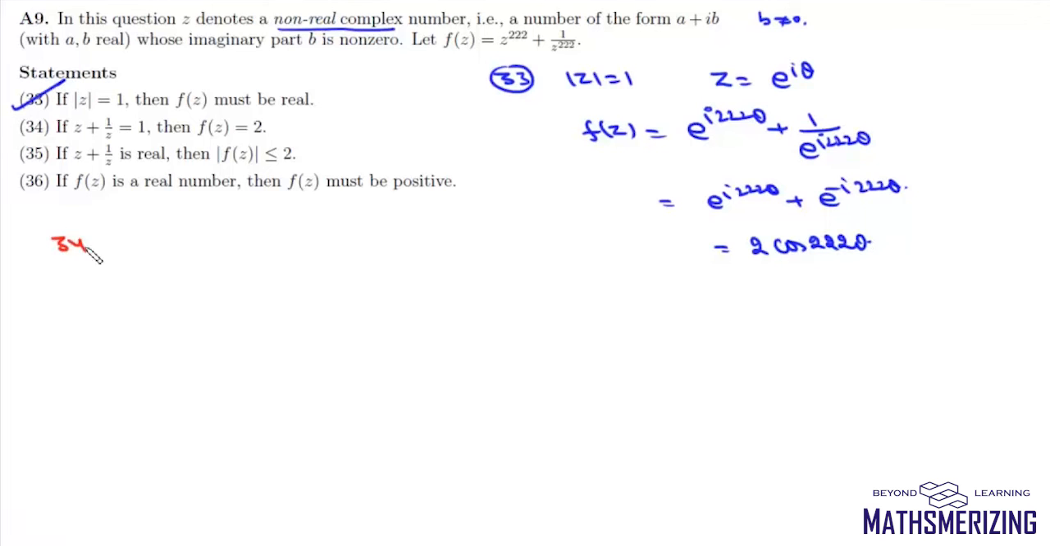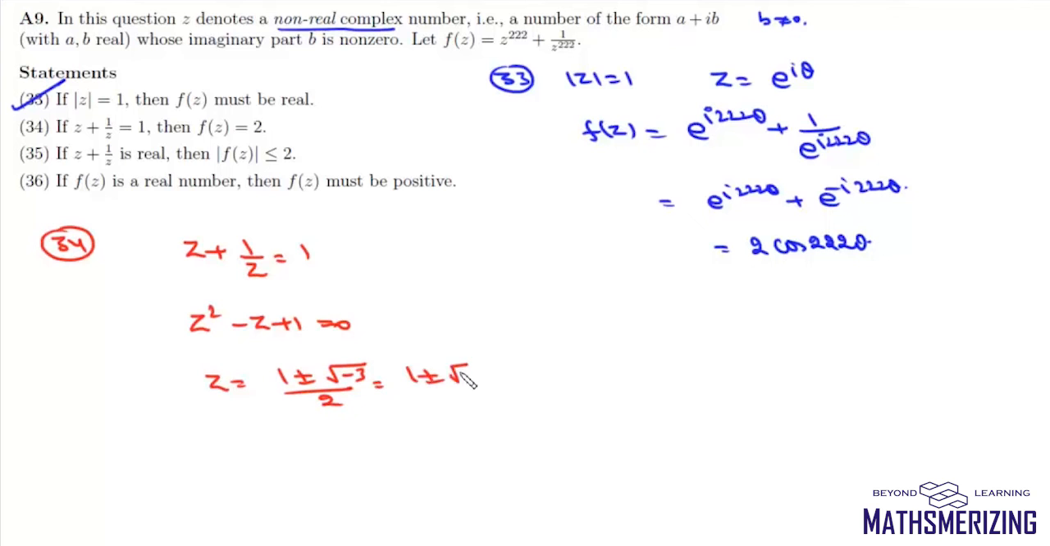Now in statement 34, we have z plus 1 upon z equals 1. Now we can write this as z square minus z plus 1 equals 0, or z is 1 plus minus under root of 1 minus 4 upon 2, or this is 1 plus minus root 3 iota upon 2. So basically we have minus omega and minus omega square, where omega and omega square are the non-real complex cube roots of unity.